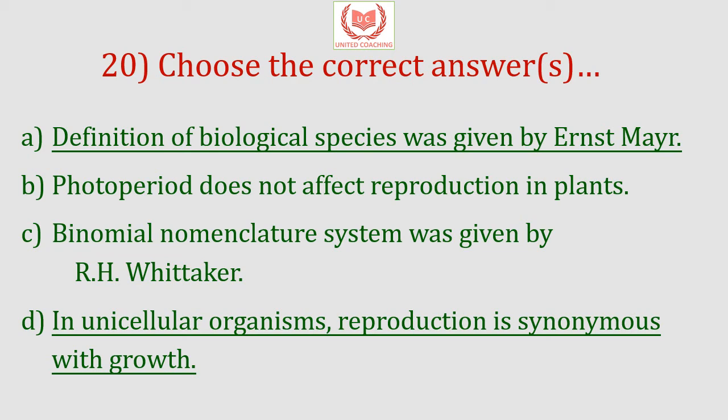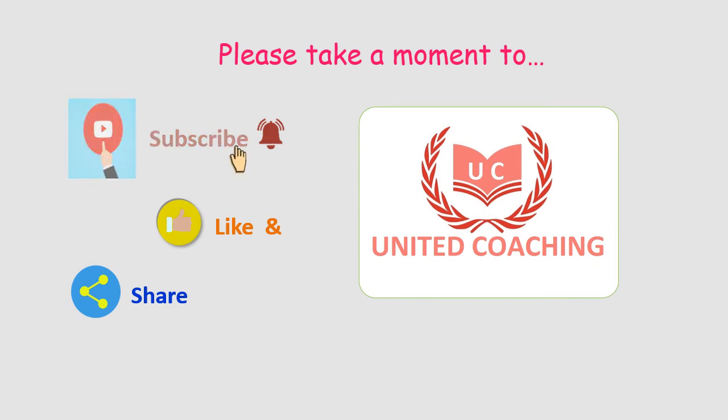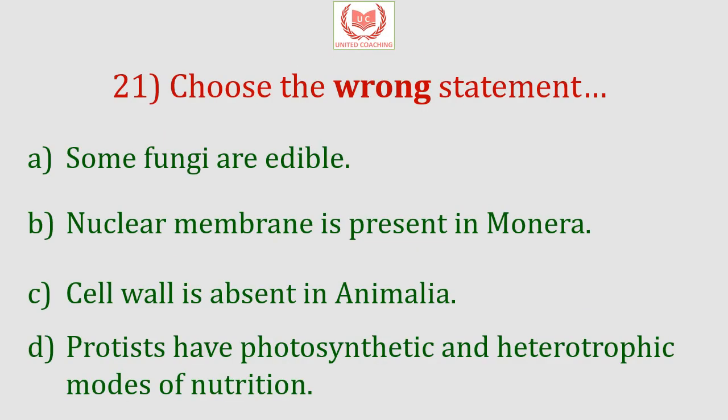Now photoperiod is relative length of day to night which is required to induce flowering, thus reproduction in plants. So photoperiod does affect reproduction in plants, and binomial nomenclature system was given by Carolus Linnaeus. Our next question is choose the wrong statement. So options are some fungi are edible, nuclear membrane is present in Monera, cell wall is absent in Animalia, protists have photosynthetic and heterotrophic modes of nutrition. So the wrong answer is B.